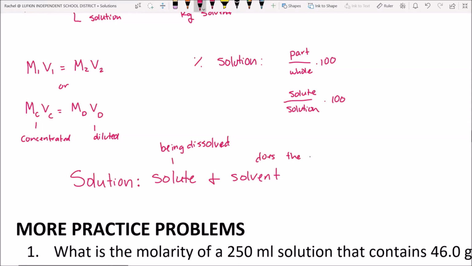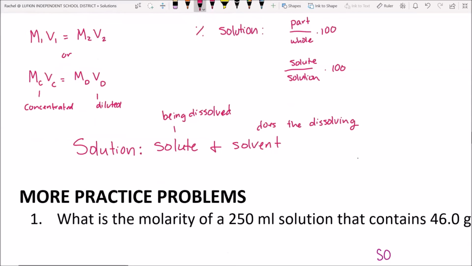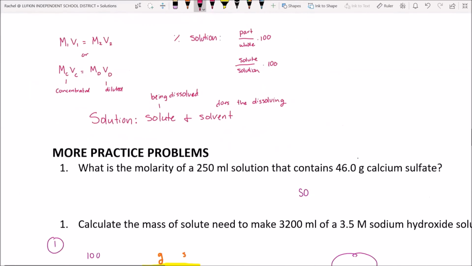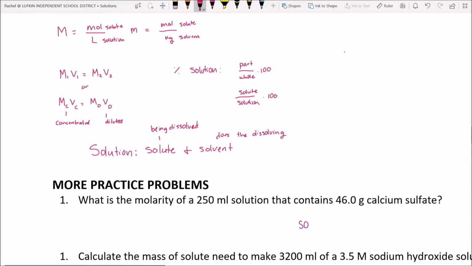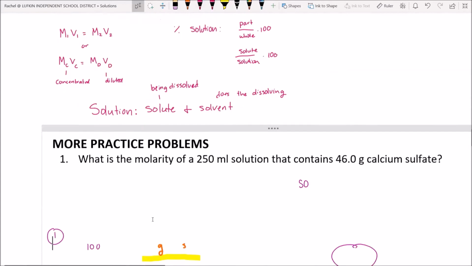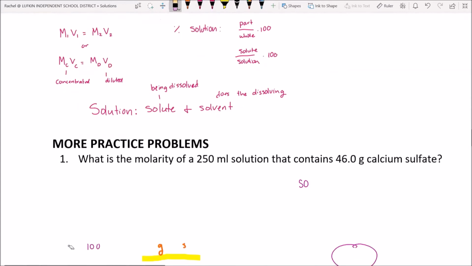And so often the solvent is water, but it can be anything. Another common solvent is alcohol. But water is considered the universal solvent because it's polar and it breaks things down and can help dissolve things really easily. So we have 4 equations, and basically on all of these questions, you just decide which equation to use, make sure your units work out right, and then solve the problem.